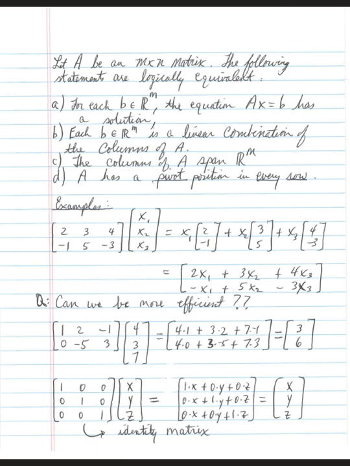So let's check out this example. Matrix A times vector x: x1 times the first column, x2 times the second column, and x3 times the third column. Multiplying, that's 2x1, 3x2, 4x3. I'm having trouble talking tonight. So anyway, multiply across the tops, then multiply across the bottoms: -1x1, 5x2, -3x3.